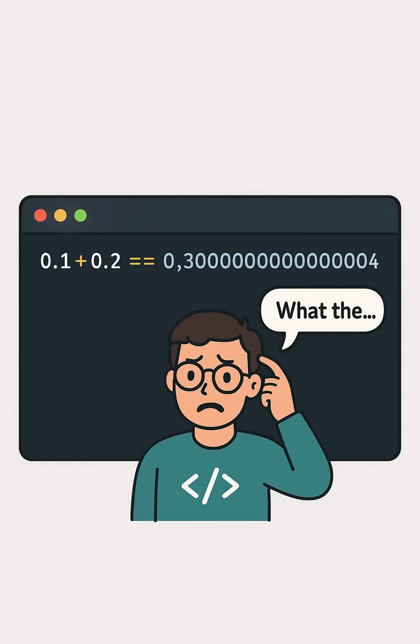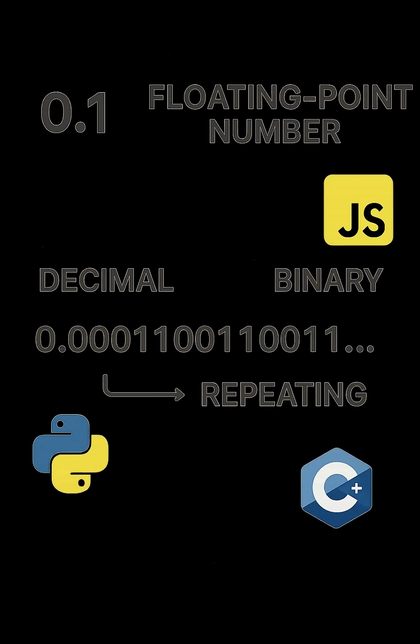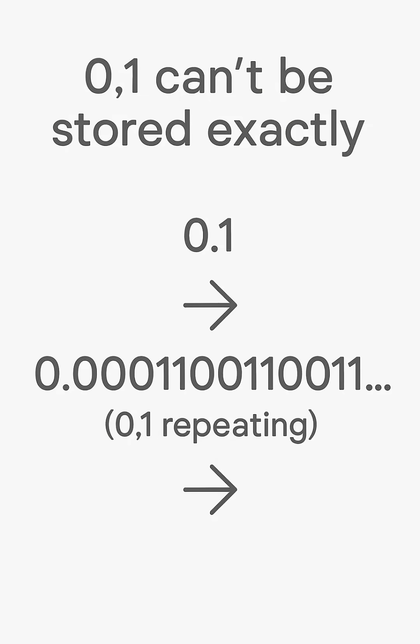No, your computer isn't broken. And no, JavaScript isn't just bad at math. It's everyone's problem. Even Python and C do this. It's because floating point numbers can't perfectly represent decimal fractions like 0.1 in binary. So what you get is a tiny rounding error.